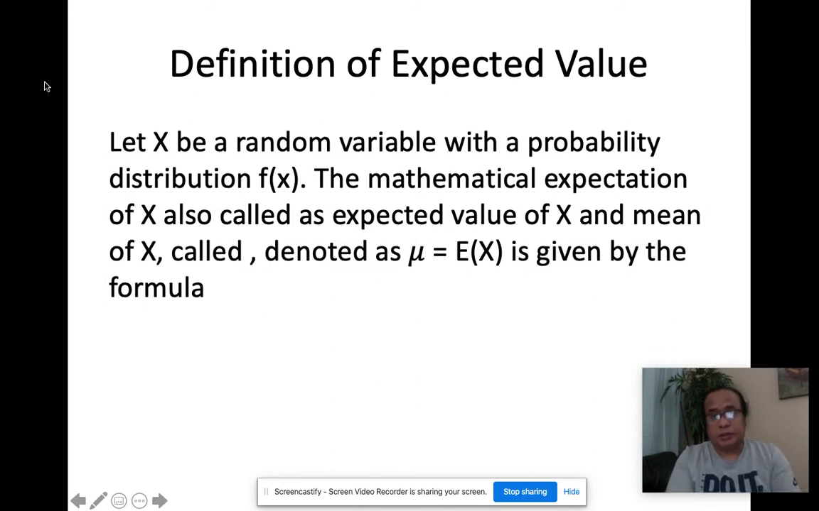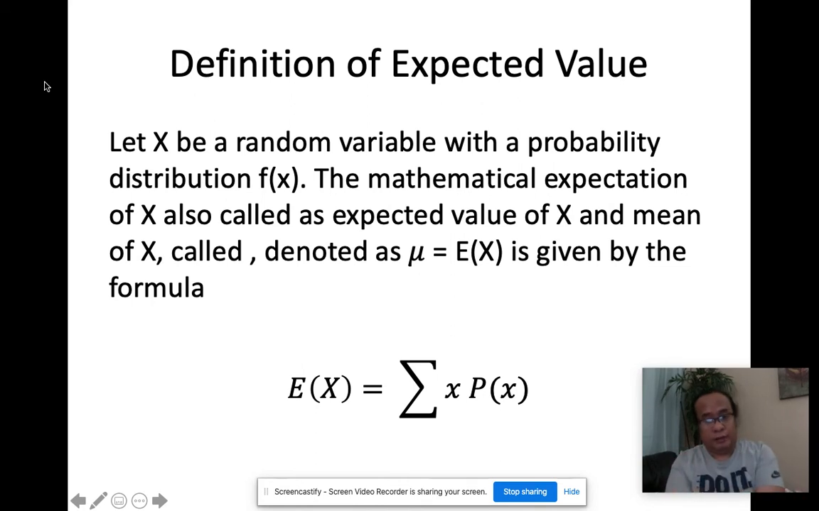The mathematical expectation of x, also called the expected value, also called the mean of x. So you're talking about the average. It's denoted as mu, or sometimes E of x, and is given by the formula here. E of x equals the summation of x times p of x, which means I have to multiply the value of the variable with its probability, and after adding all of them, you get the sum, that's going to give you the expected value.